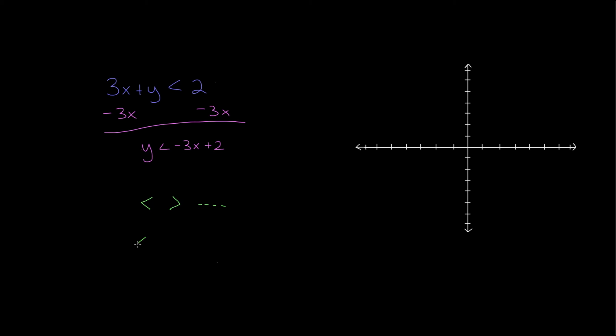But if the symbol is less than or equal to, or greater than or equal to, the symbol would result in a solid line on the graph. So looking here, we can see that our symbol is a less than symbol, not a less than or equal to, which means that we're going to have a dashed line on the graph. So now we're just going to graph this like we would normally graph an equation. So we have y is less than negative 3x plus 2. So negative 3 is our slope and 2 is our y-intercept.